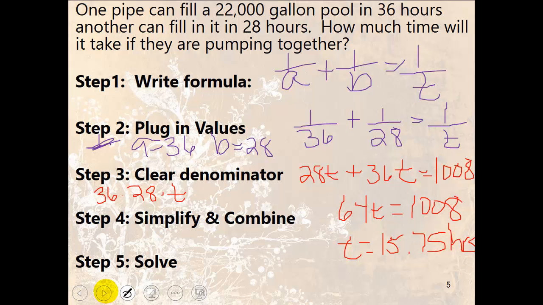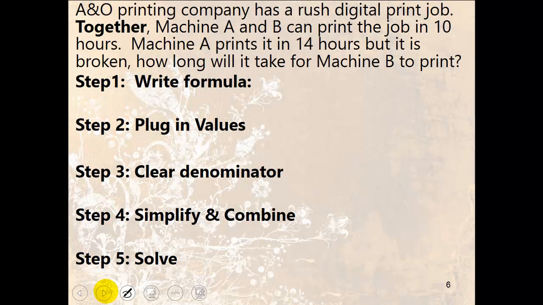All right. Last example here. A&O Printing Company has a Rush Digital print job. Together, so that's my T, machine A and B can print the job in 10 hours. So this is going to be T. Machine A prints it in 14 hours, but it's broken. How long will it take machine B to print? Why don't you go ahead and answer the video question, write the formula, plug in the values, find the least common multiple, and clear the denominator.